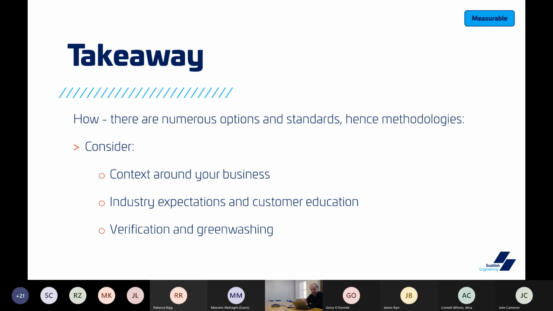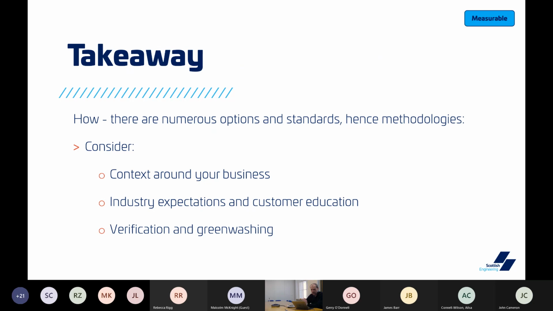And here I've just taken a couple of four, but there's even more than those four. Those four are the most renowned ones. But what you need to think about is what we looked at, the context around your business. What is your industry expectation? What does your customer expect? And what language do they speak? And what standard do they use? So you don't have to educate them. What you're trying to move away from is customer education. If you've got to argue your case with your customer, it's going to be challenging.